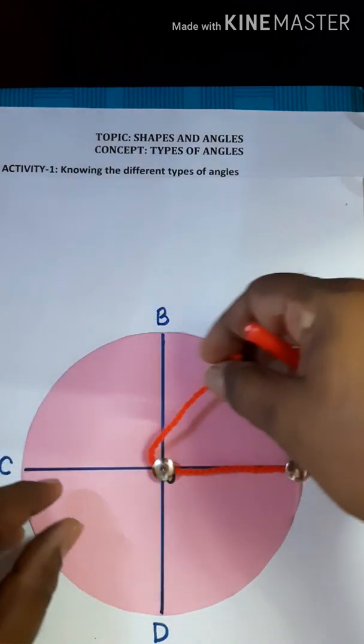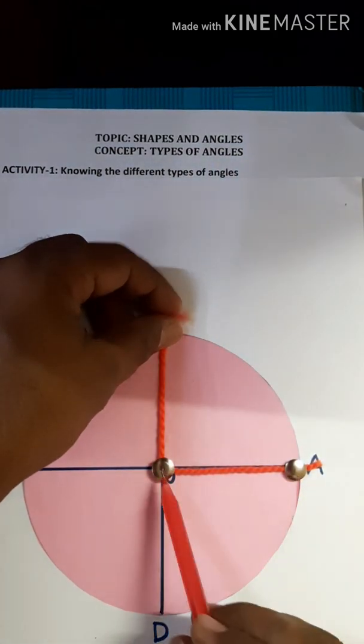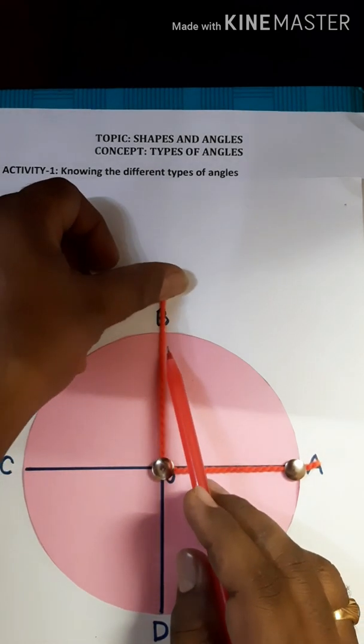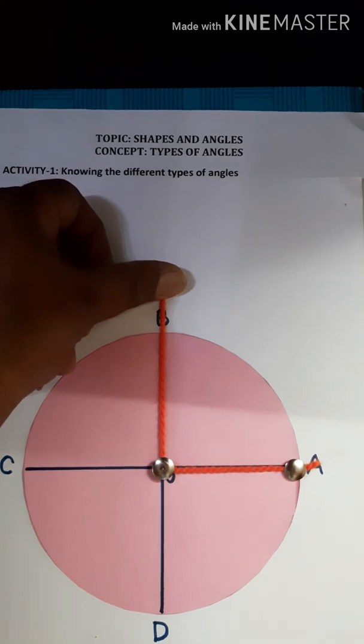Now this angle, if I take A, O and B, this angle will be equal to 90 degrees. We call such type of angle a right angle. An angle whose measure is equal to 90 degrees is called a right angle.